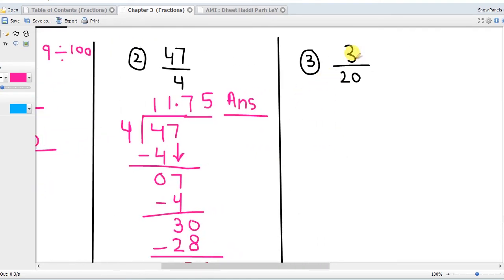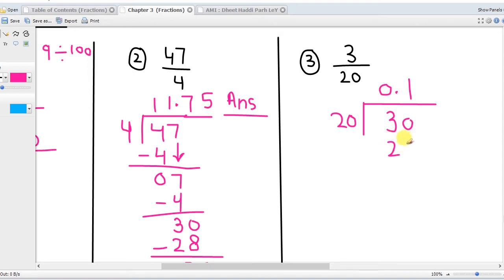Okay, question number 3. 3 over 20. So let's just solve it quickly. 3 inside, 20 outside. So 3 is smaller than 20. We cannot divide it. Simply put 0 and a decimal point. Now this decimal point allows me to put a 0. So by putting just 1 0, this number becomes bigger than 20. It means we can divide it.